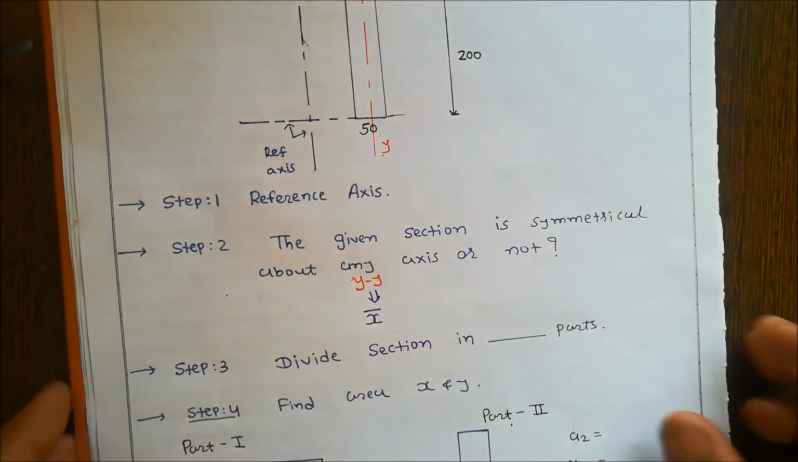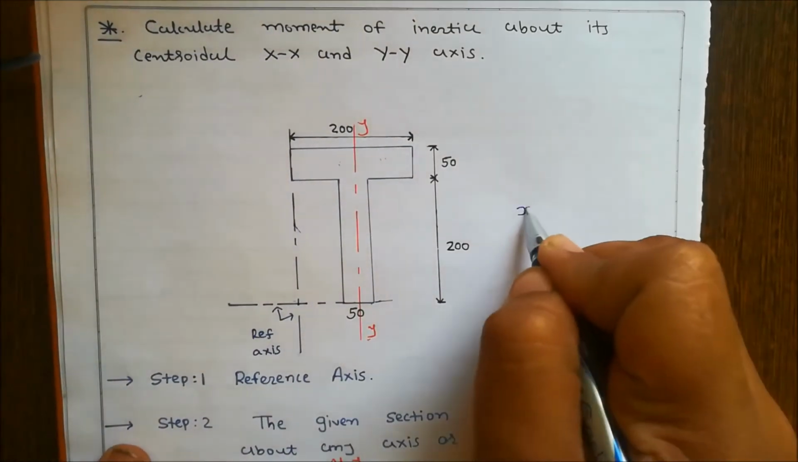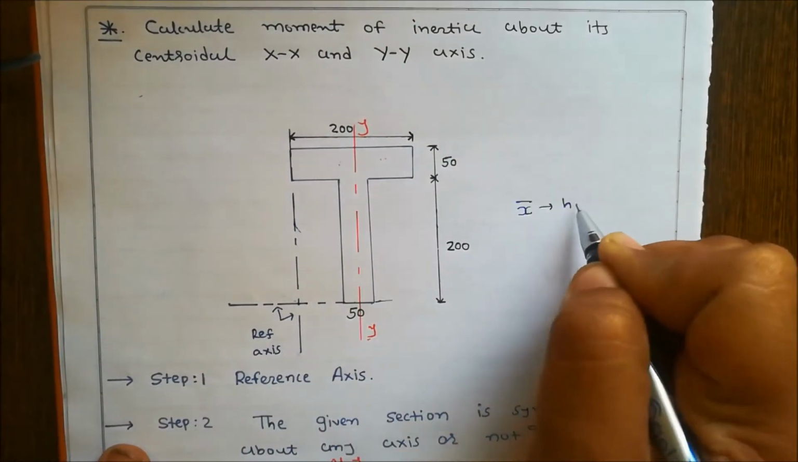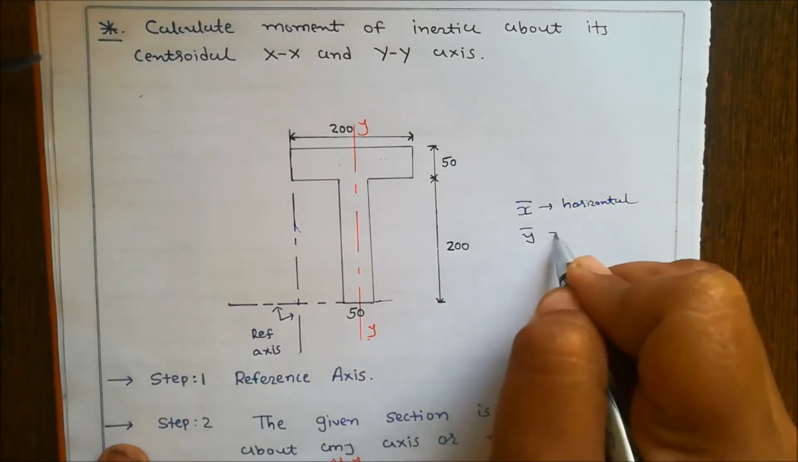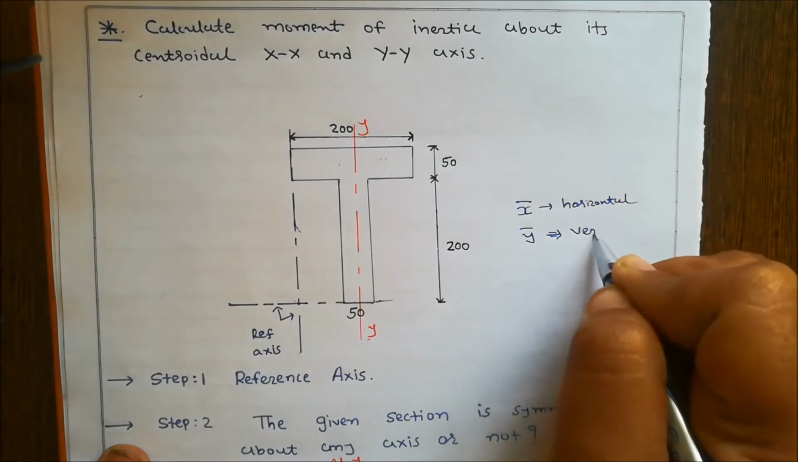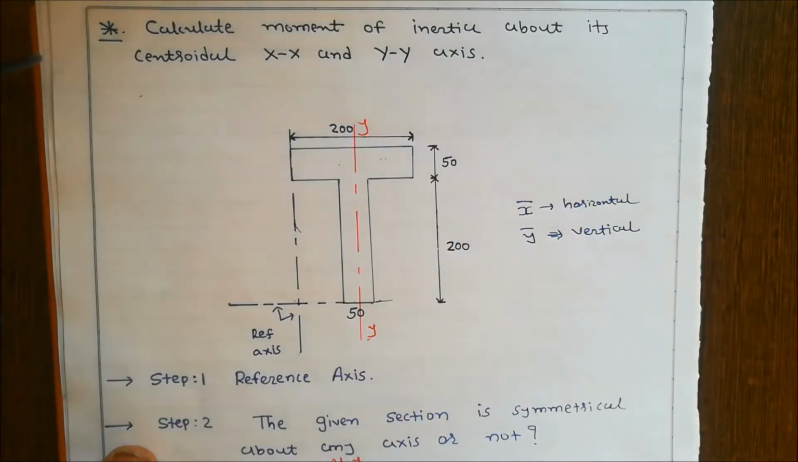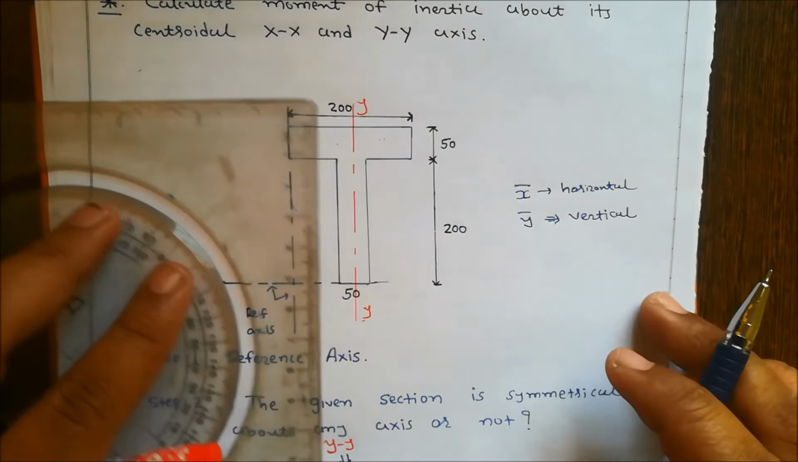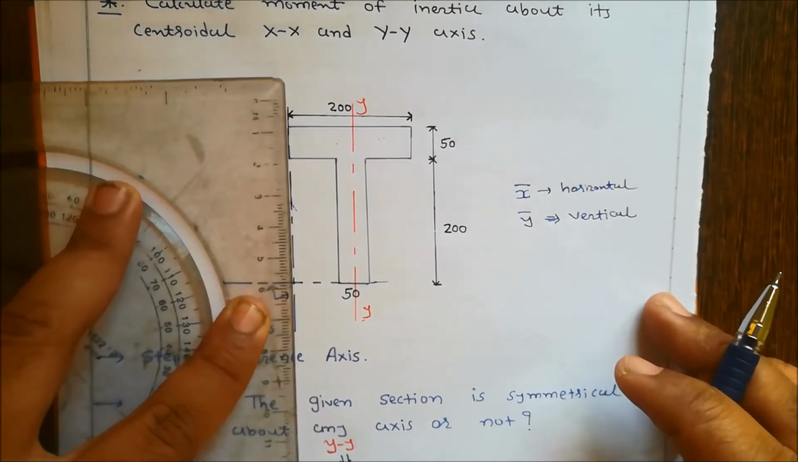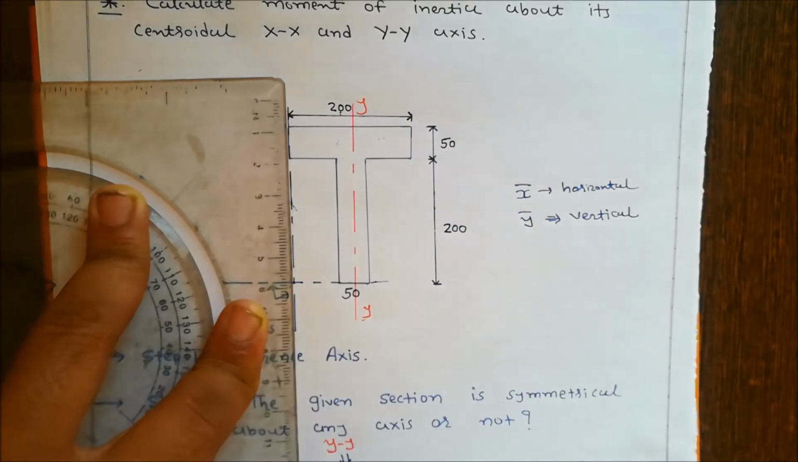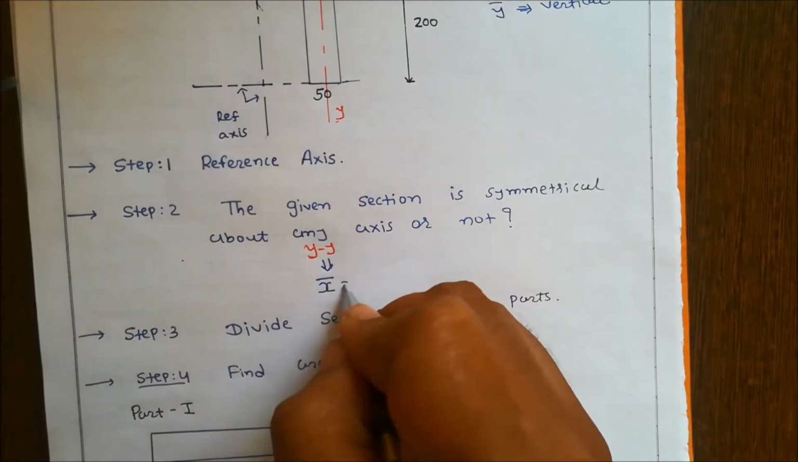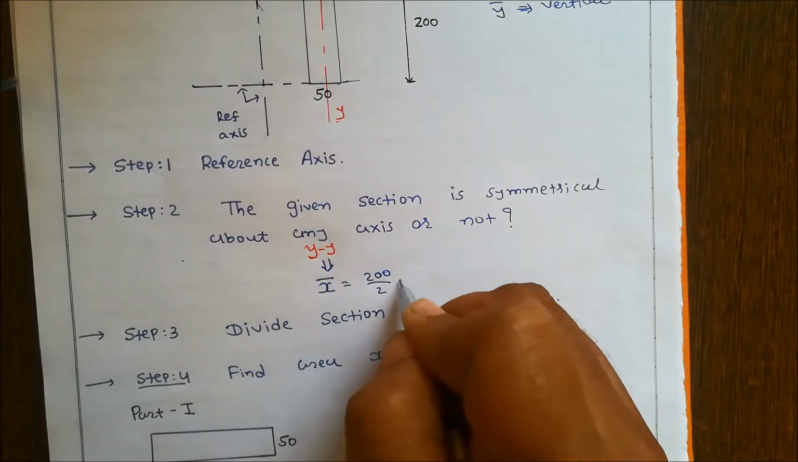So for finding x bar, we always see the horizontal distance from the reference axis. And for finding y bar, always see the vertical distance from the reference axis. For finding x bar, here that is the reference axis and the total horizontal distance is 200. So the center of gravity is 200 divided by 2 for x bar. So x bar is equal to 200 divided by 2, that is 100 mm.